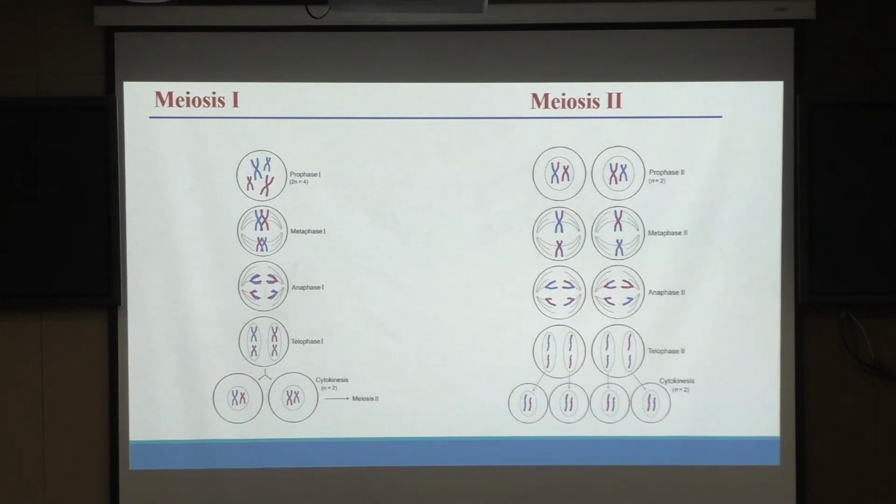Fine. So with this background, we'll move on to gametogenesis, right? The nutshell: mitosis happens in the somatic cells. There is no reduction in the chromosome complement. Meiotic divisions happen in the germ cells. There will be a reduction in the chromosome complement. It is called haploid.